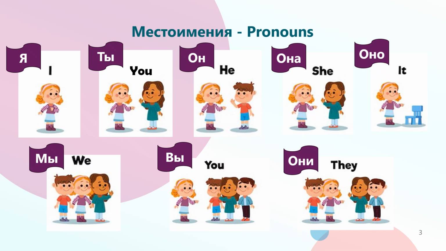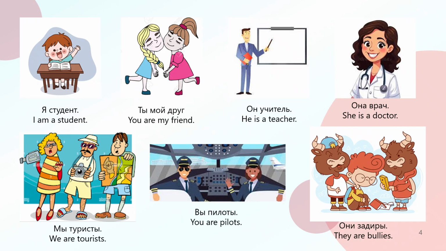Now that you know the pronouns, let's learn how to make simple sentences in Russian. I'll show you some examples with each pronoun and you can practice repeating after me. Я студент. I'm a student. Ты мой друг.